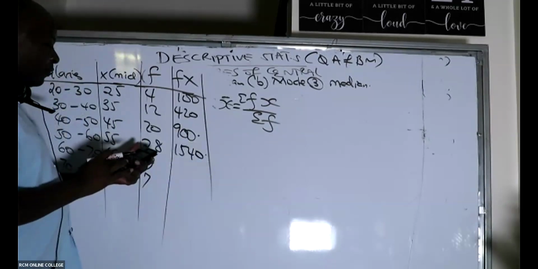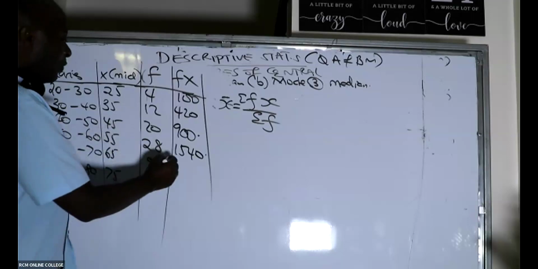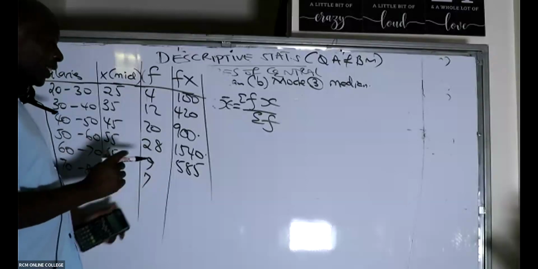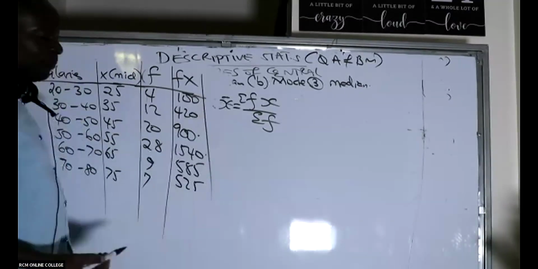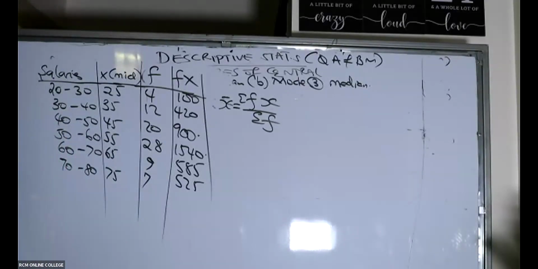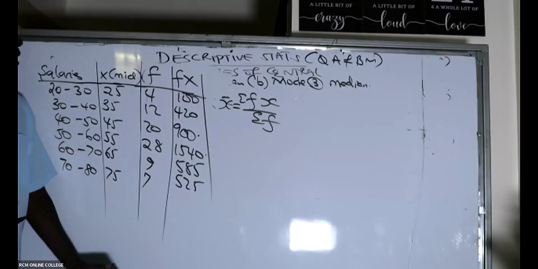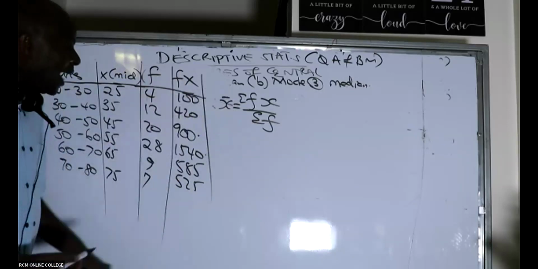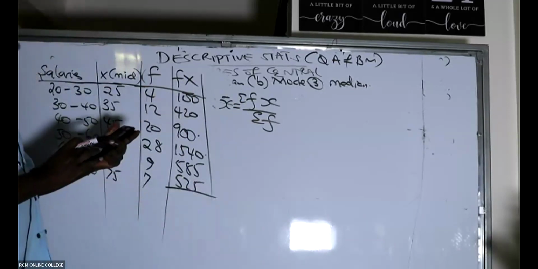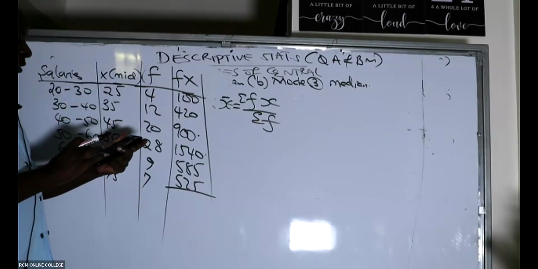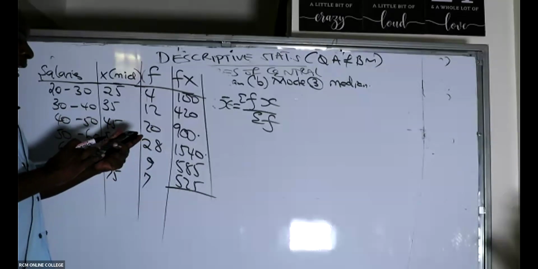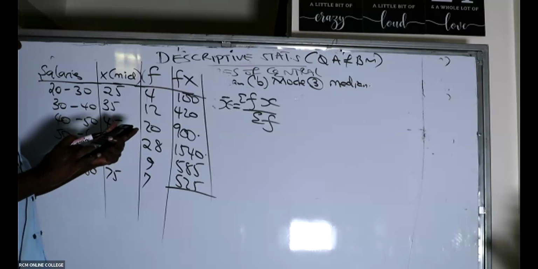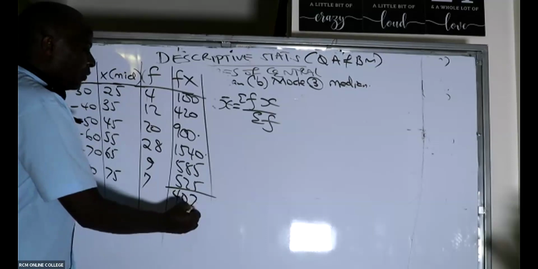Then we have 65 times 9, which gives me 585. Then we have 75 times 7. I hope you guys are writing, and of course you have your own calculators. So 525. After you reach here, ladies and gentlemen, you will be able to give us the summation of Fx, because they want you to sum here. So we are adding 525 plus 585 plus 1540 plus 900 plus 420 plus 100, which gives me 4070.